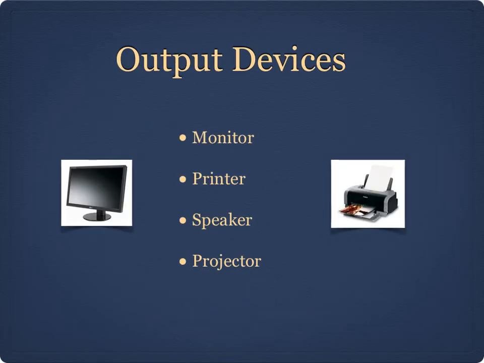Once our data has been input and processed into something useful, it's called output. Examples of output could be printed text, spoken words, music, pictures, video, and graphics. The most common output devices are monitors and printers.